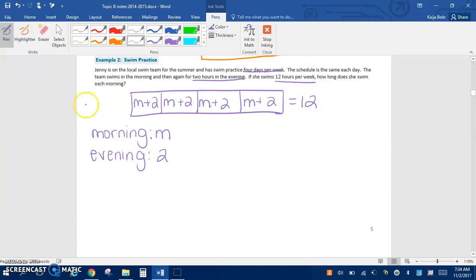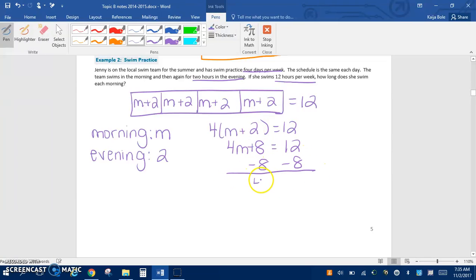So now we look at our picture here, and we see that we have 4 M plus 2's. So our equation would be 4 times the quantity M plus 2. And this equals 12, so now I distribute, so I have 4m plus 8 equals 12. I subtract 8 from both sides, so then I have 4m equals 4, and then I divide by 4, so I have m equals 1.